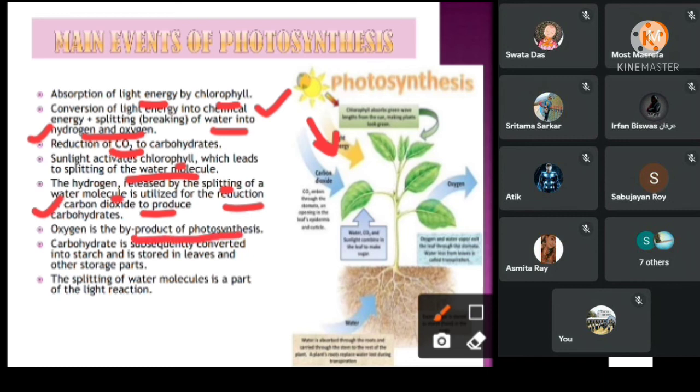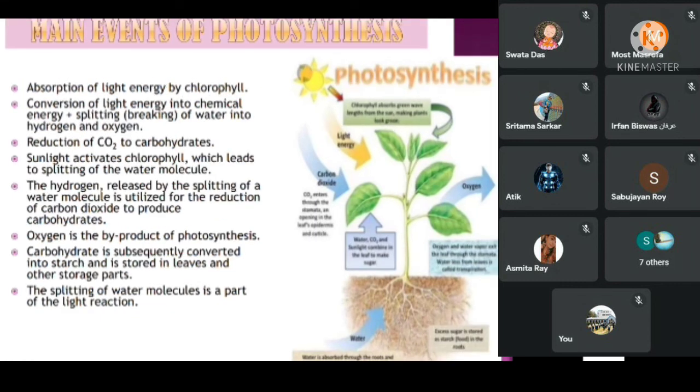So carbohydrate is subsequently converted into starch, and then it is stored in leaves and in other storage parts. So carbohydrate which is converted into starch is stored inside the leaves and also in the other storage parts of the plants. Okay, the splitting of the water molecule is a part of the light reaction, meaning in the day timing, this splitting of the water molecule is done. So this is the part of light reaction.